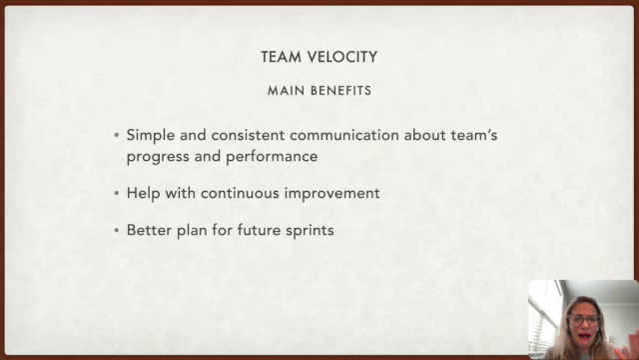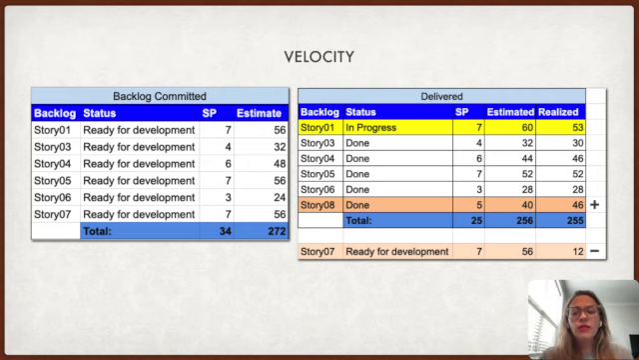Knowing the capacity and knowing the velocity, we can plan the next sprints appropriately. In this example, we can see that the team had committed 34 story points at the beginning of the sprint, but by the end of the sprint, the team was able to deliver only 25 story points. Only 25 because, as I mentioned before, we consider only story points completed during that sprint.